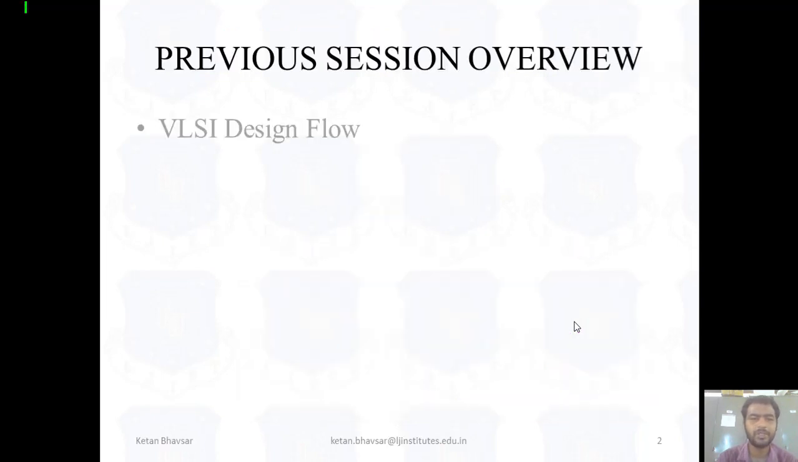In the previous session, we discussed the VLSI design flow, how VLSI technology works, and the importance of verification after each and every stage, like circuit level verification, design level verification, etc. And also in the Y chart, we discussed the three main domains: behavioral domain, structural domain, and geometrical layout domain.